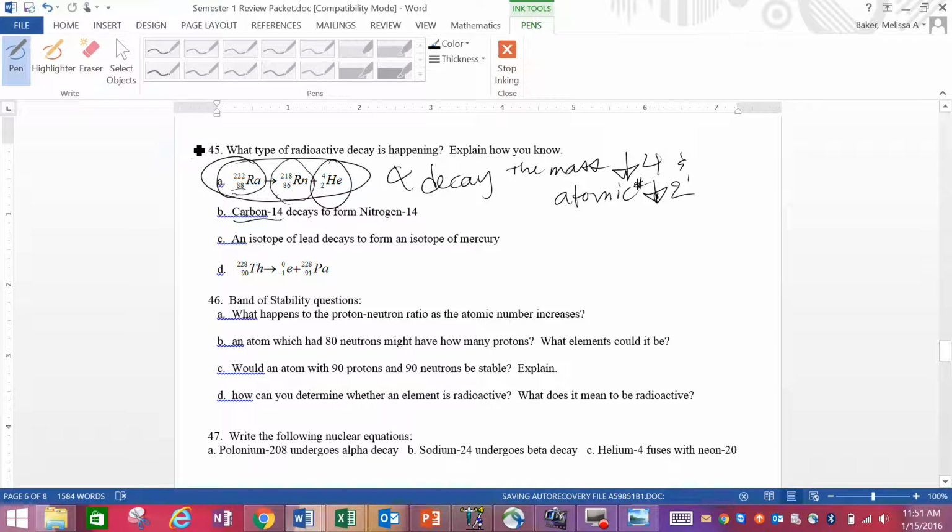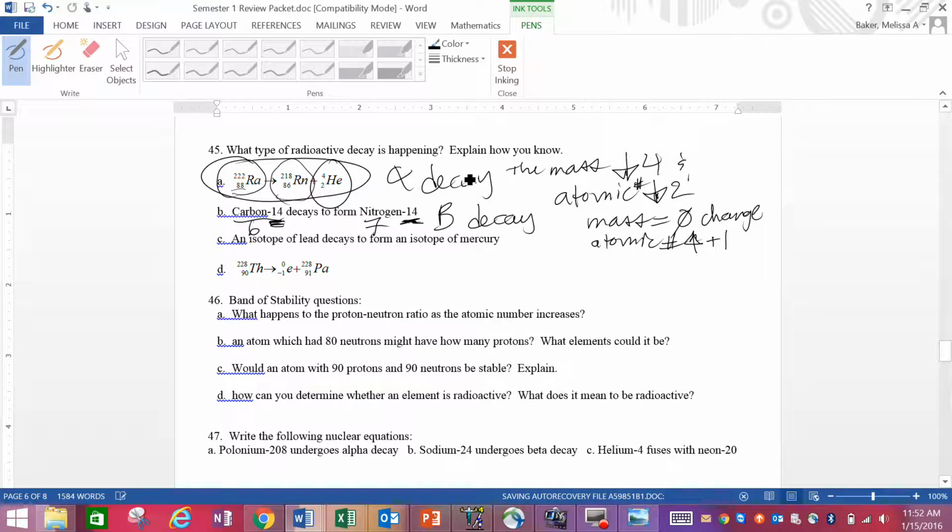How about letter B? The mass is 14 and it stays 14, but the atomic number has gone up from 6 to 7. You should recognize that as a beta decay. Again, the mass has no change, 0 change, and the atomic number increased by +1.